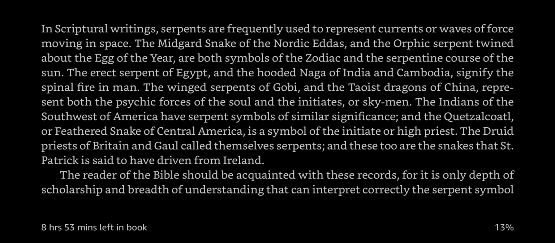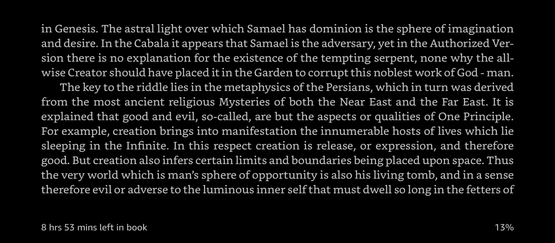The reader of the Bible should be acquainted with these records, for it is only depth of scholarship and breadth of understanding that can interpret correctly the serpent symbol in Genesis. The astral light over which Samael has dominion is the sphere of imagination and desire.